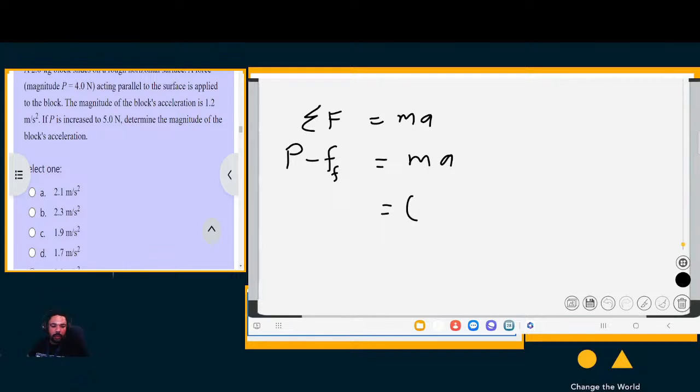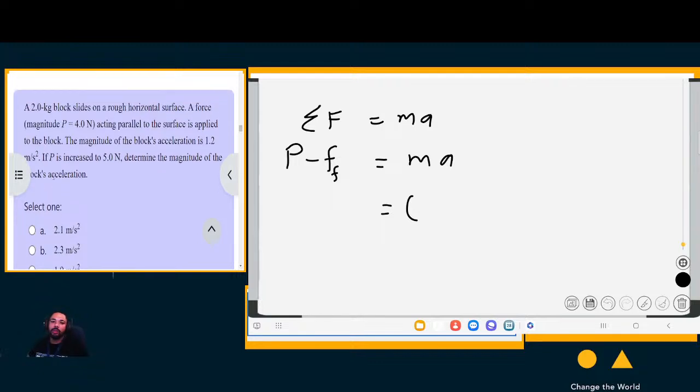Our mass is 2 kilograms. Our acceleration has been given as 1.2 meters per second squared. We were given that originally the force was 4 newtons. So we can now work out the force of friction.